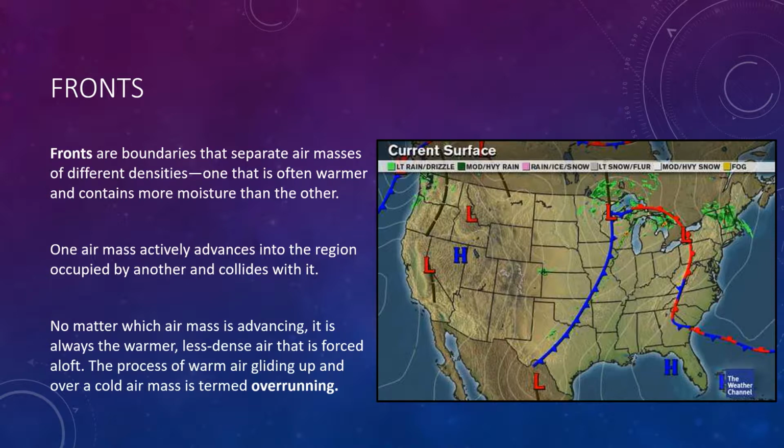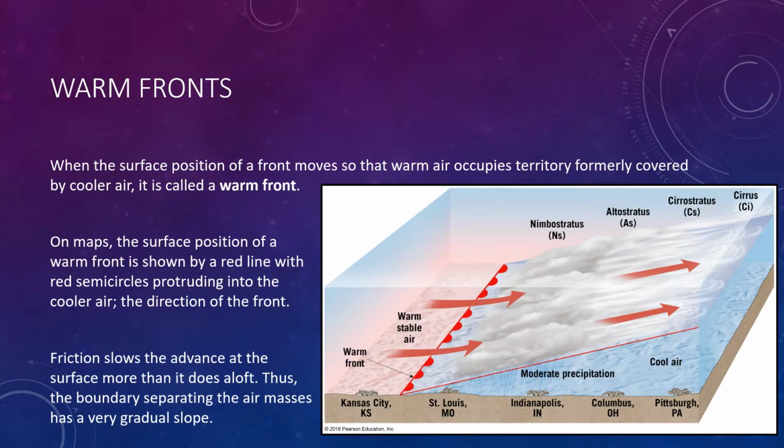As one air mass moves into a region occupied by another, minimal mixing occurs among the front surfaces. Instead, the air masses retain their identity as one is displaced upward over the other. No matter which air mass is advancing, it is always the warmer, less dense air that is forced aloft, whereas the cooler, denser air acts as a wedge on which the lifting occurs. The process of warm air gliding up and over cold air masses is termed overrunning. So let's take a look at each type of front.